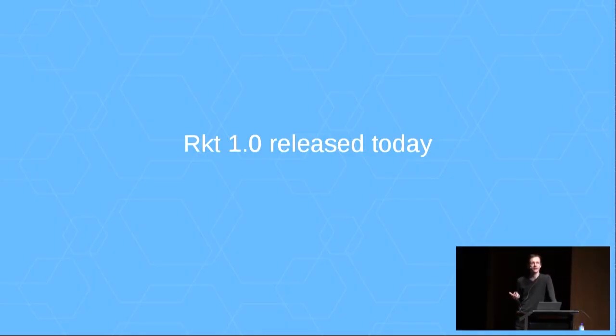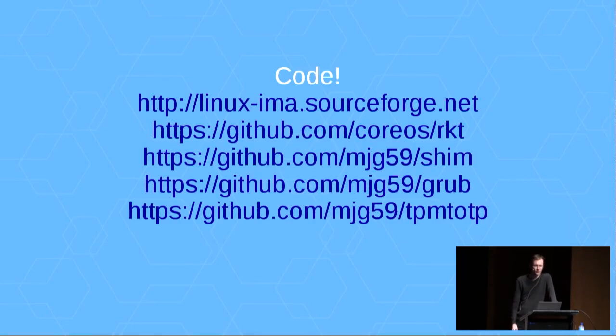So this functionality is incorporated in Rocket, the CoreOS container runtime. Version 1.0 was released earlier today. So that's there. You can build that, and you can have your containers be measured into the TPM. Code for these components is available. So first of all, Linux IMA, there are some user space tools which are probably in your distribution. The code has been in the kernel for some time now, but it's typically not enabled by default.